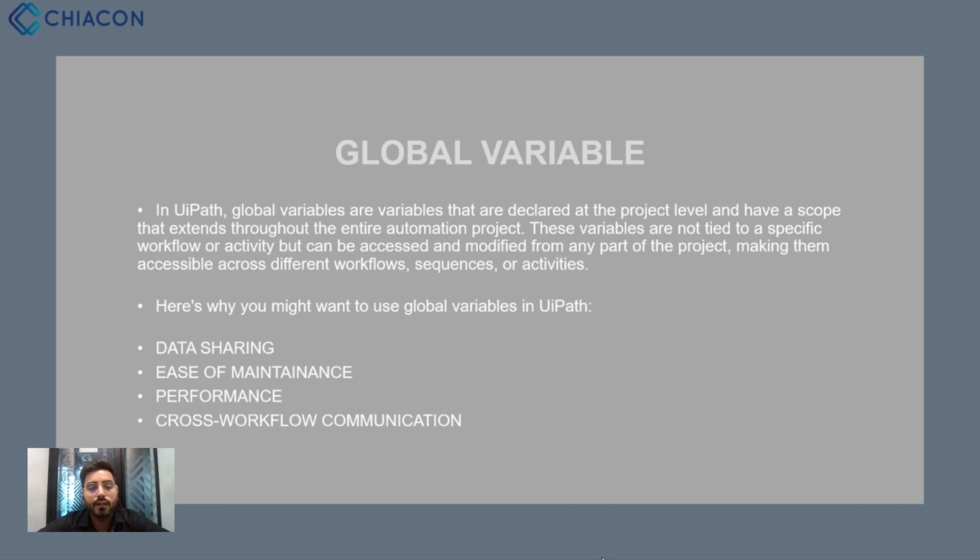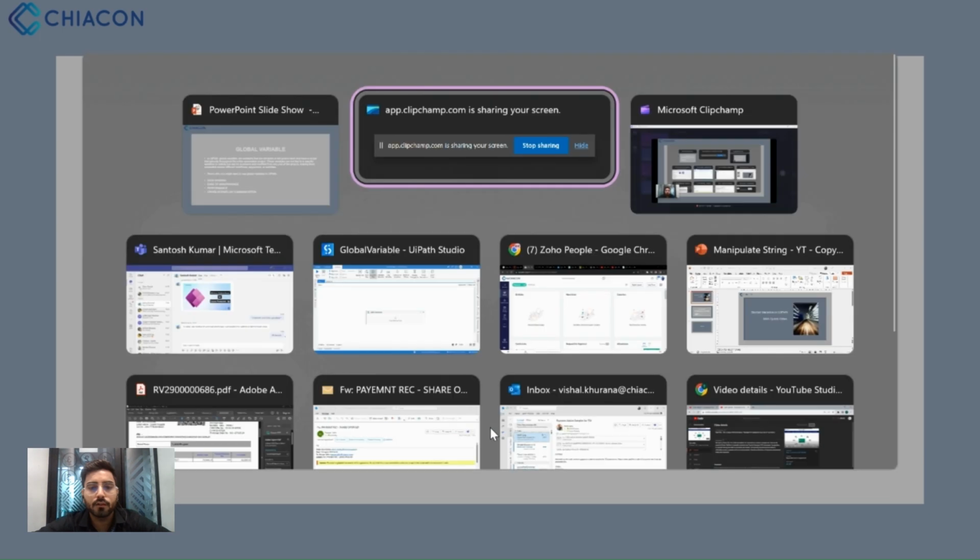So here's why you want to use the global variable in your project. First, data sharing is very easy once you use the global variable. Ease of maintenance: you don't need to maintain multiple arguments for different workflows. You can directly use one global variable throughout the entire project. The performance is also increased, and cross workflow communication is also very easy once you start using the global variable. So without wasting any time, let's jump onto the Studio and I will show you how you can create a global variable.